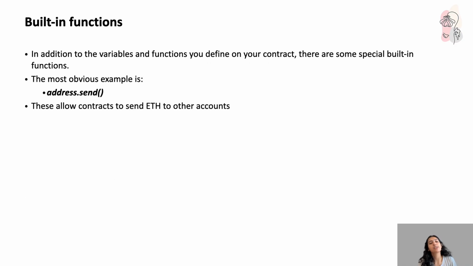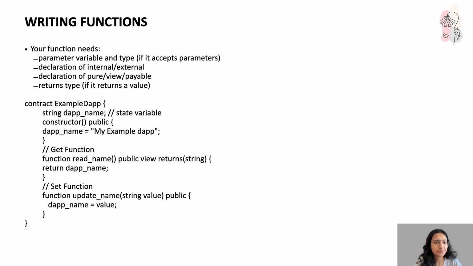Built-in functions. In addition to the variables and functions you define in your contract, there are some special built-in functions that exist. Let's say the send function, right? Which allows you to send ETH to other accounts.